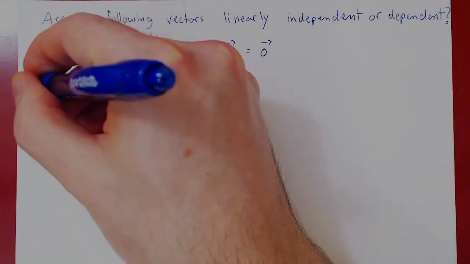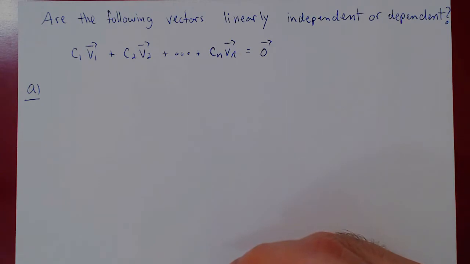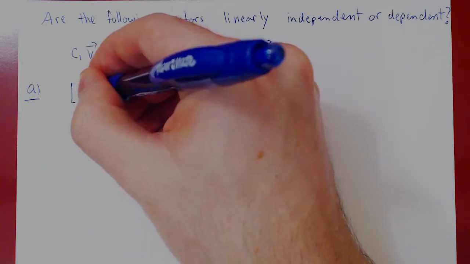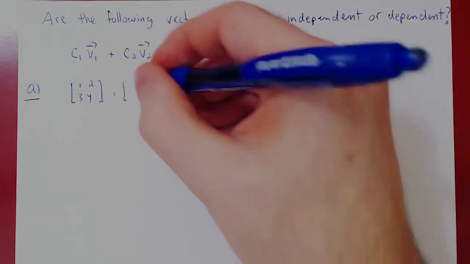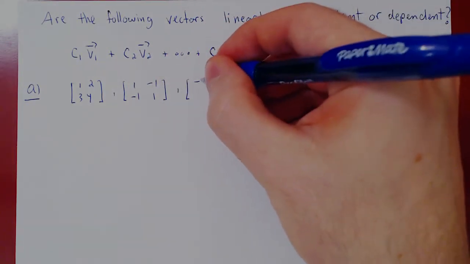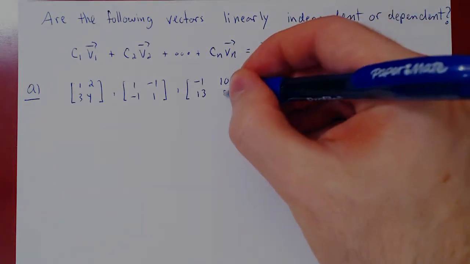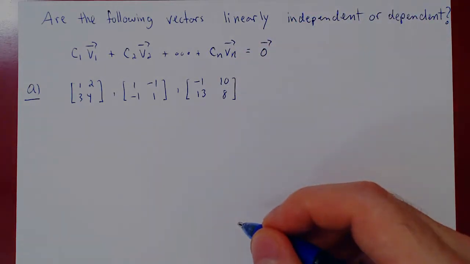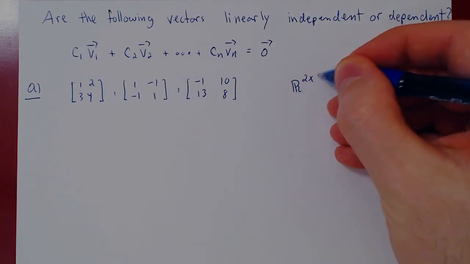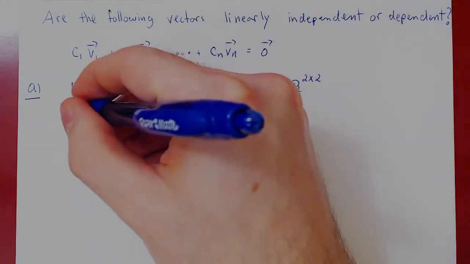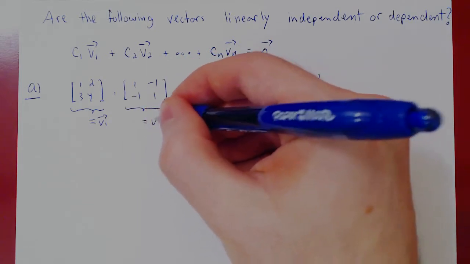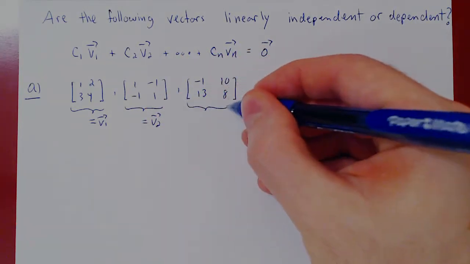So here's our first example. We'll consider three 2 by 2 matrices. Our first element, 1, 2, 3, 4. Our second element, 1, negative 1, negative 1, 1. And our third element, negative 1, 13, 10, 8. So again, here we can think of our vector space as the set of all 2 by 2 matrices with real coefficients. And therefore this is vector v1, our first element. This is vector v2, and this is vector v3.